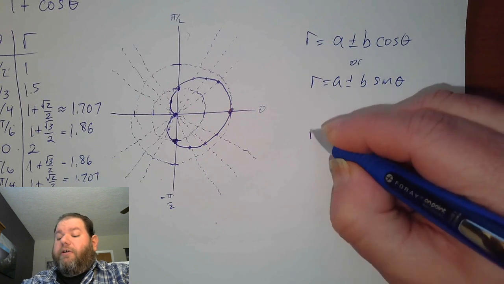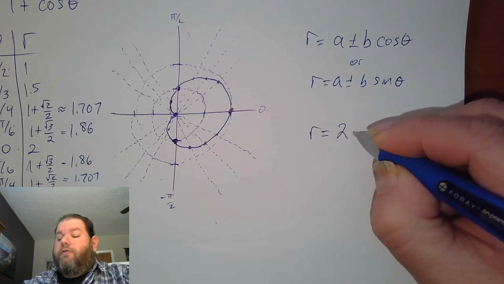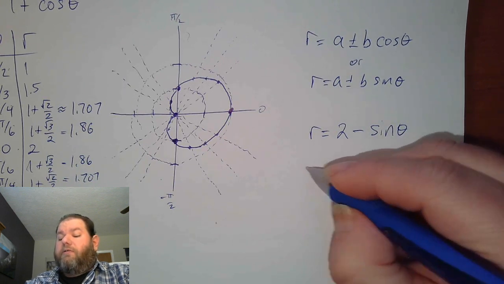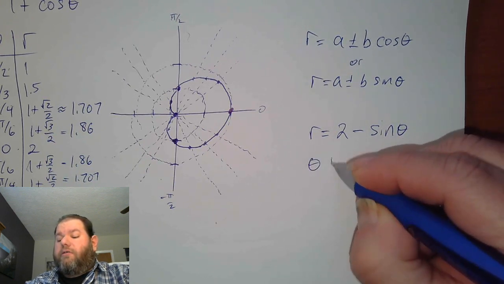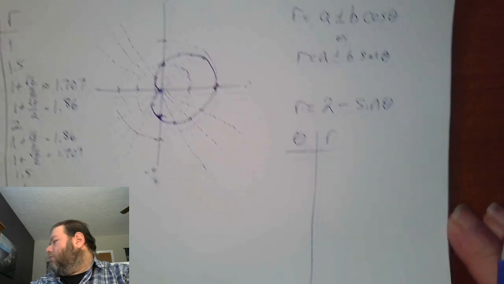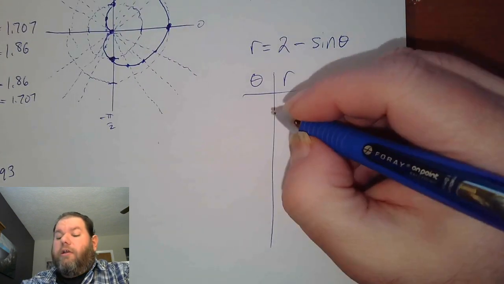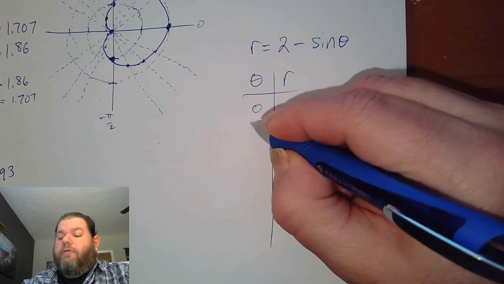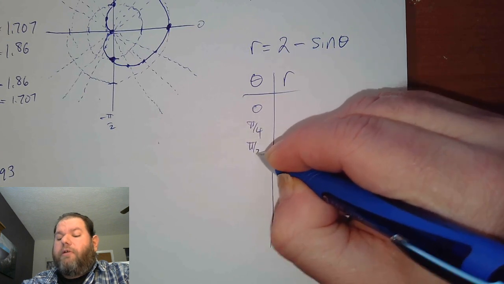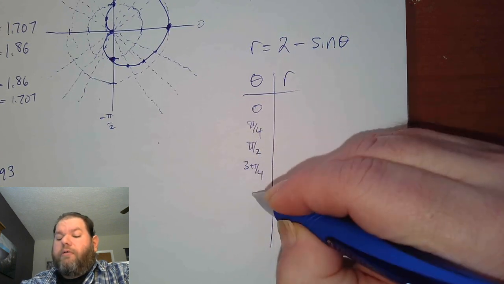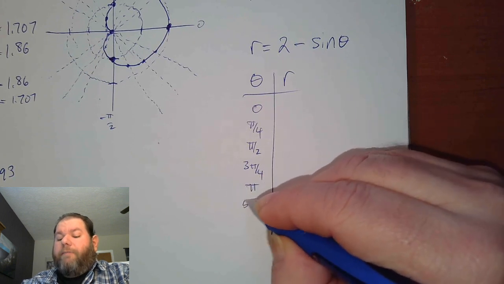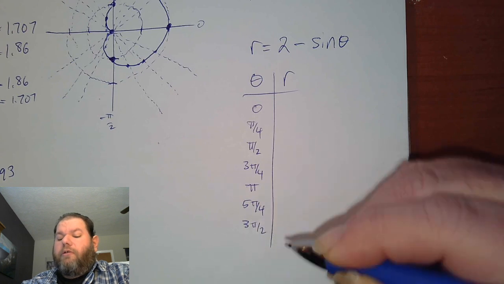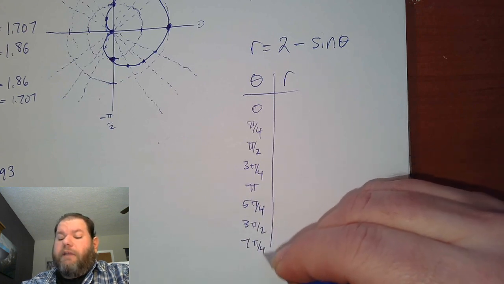So if I had r equals 2 minus sine theta, for instance, I would say here, let's graph this. Let's see, 0, pi over 4, pi over 2, 3 pi over 4, pi, 5 pi over 4, 3 pi over 2, 7 pi over 4, and 2 pi.